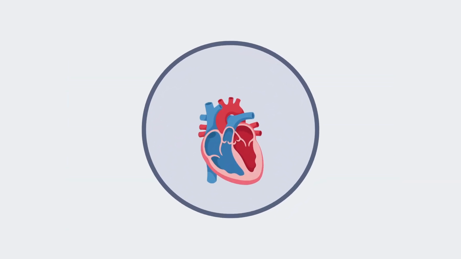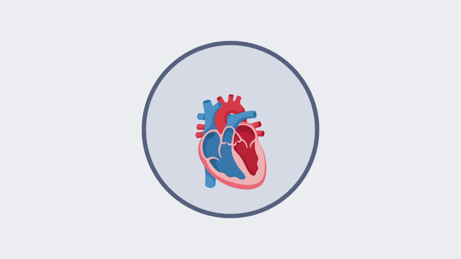Now that we understand the purpose, let's look at the system that makes this happen in humans. The heart is the main pump. It has two top chambers called atria and two bottom chambers called ventricles. Diagrams often show blue for low oxygen blood and red for oxygen-rich blood, even though real blood is always red.